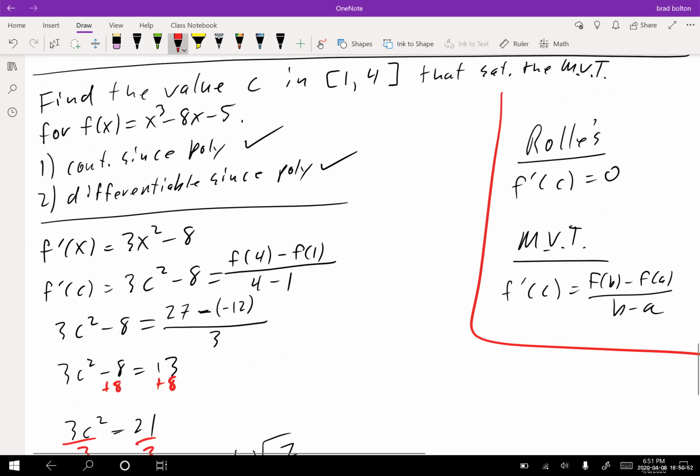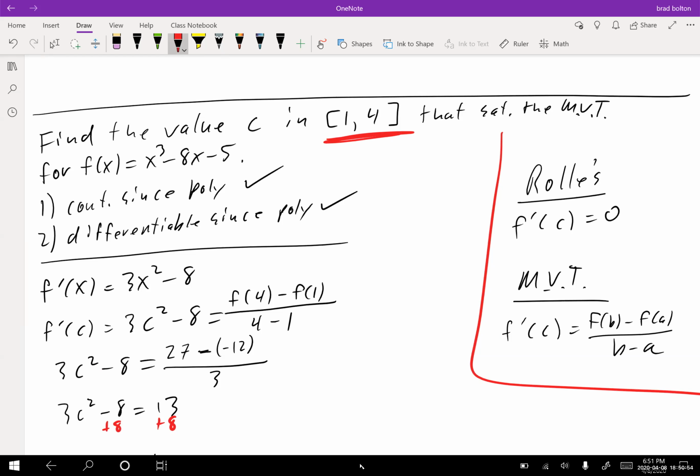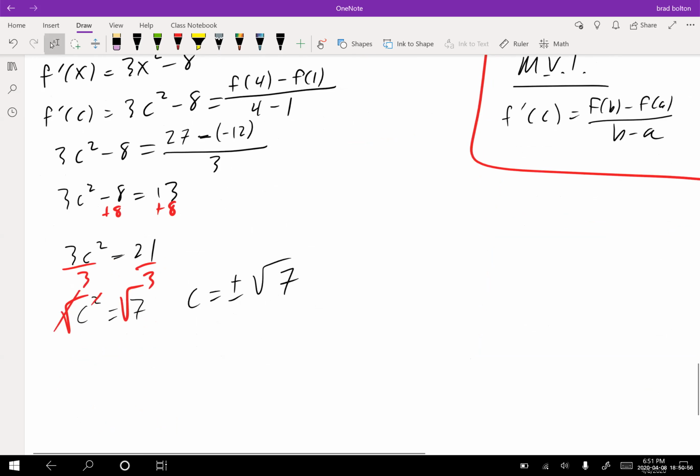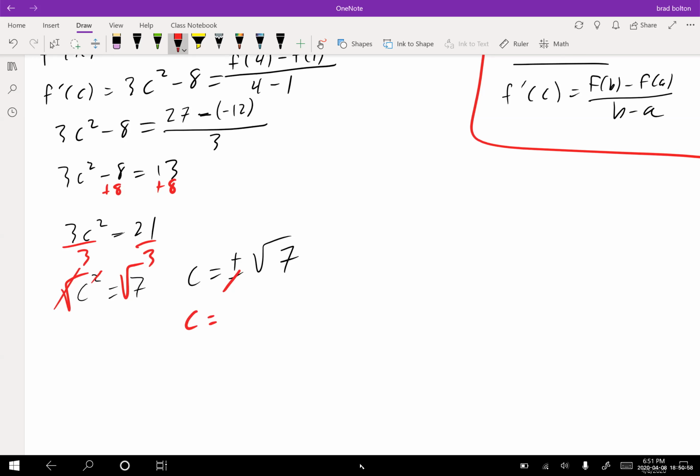If we go back up here and look, this is from 1 to 4. So we're only taking positive c's. So we're going to throw out the negative, and we're going to say c equals the square root of 7. That is our only actual c.